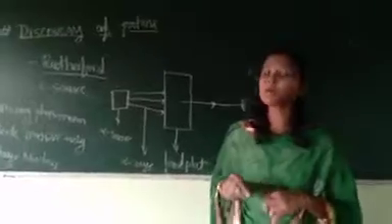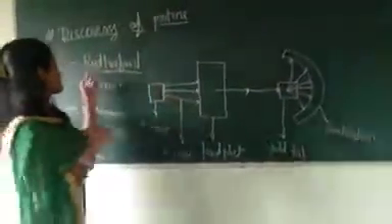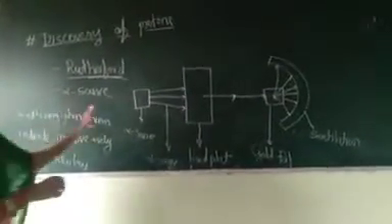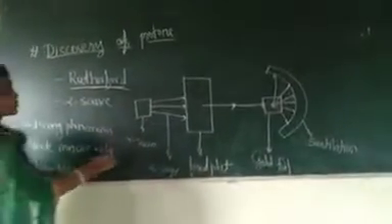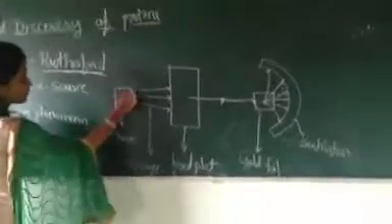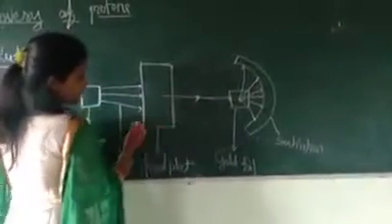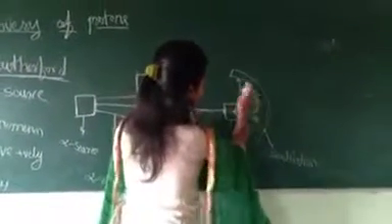Next, we have to study the discovery of protons. Protons were discovered by Rutherford, in the Rutherford experiment. He used an alpha source. This is a lead plate, this is gold foil, and this is the scintillation screen.